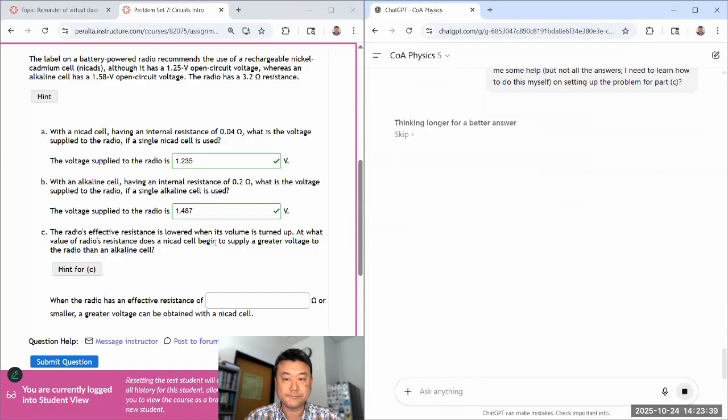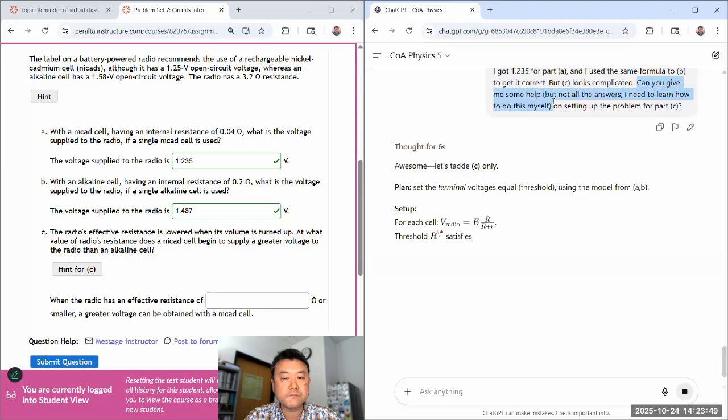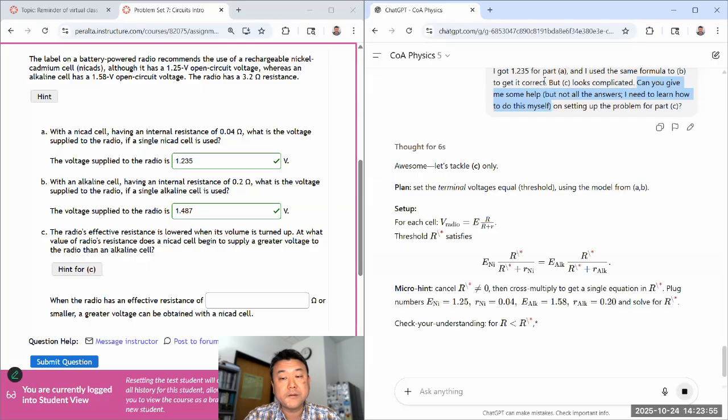And I need to think of the system prompt, because I think when you directly give it this instruction, it's pretty decent about not giving you all the answers. At least that's what I remember last semester. But to accomplish that in a system prompt has been hard. Okay, let's tackle C. Terminal voltage is equal in the model.